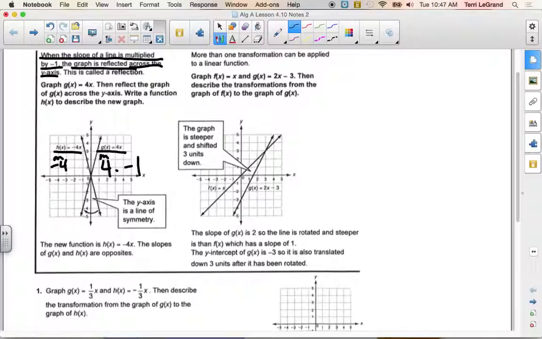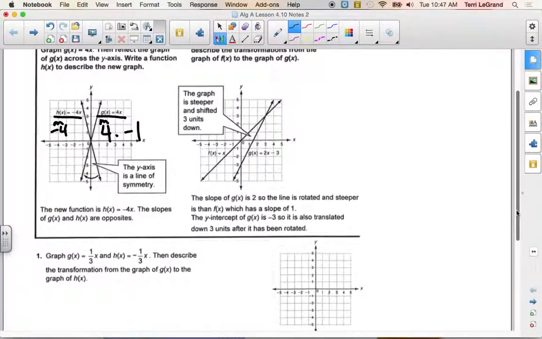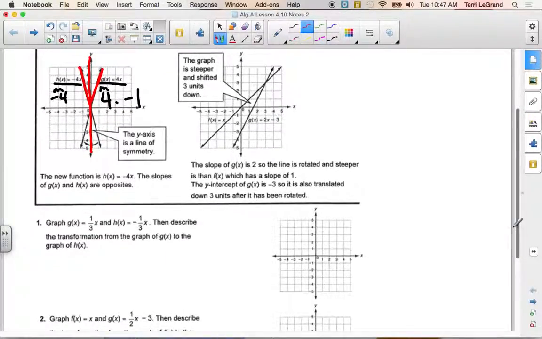Okay? Remember our y-axis is what it's reflecting across. So does this side look like it came down here and bounced back and ended up over there, like we were talking about? So when we have a reflection going on, we should end up with the slope being multiplied by -1.